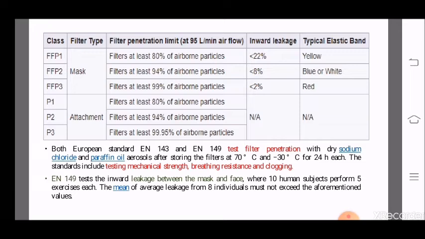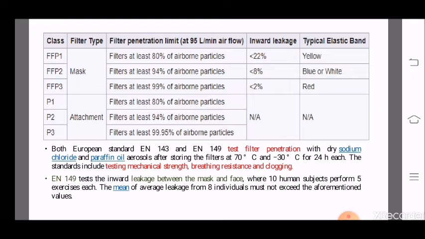about, or leakage available is about 22%. In case of FFP1 it is 8%, in FFP2 it is 2%, and in FFP3 it is 2%. The P1, P2, and P3 classification are designed as an attachment. So filters which are designed as P1, P2, and P3 are having filtration rate of 80%, 94%, and 99.95%. We are not having specific color characteristics for it.